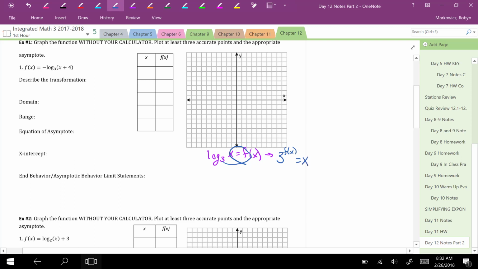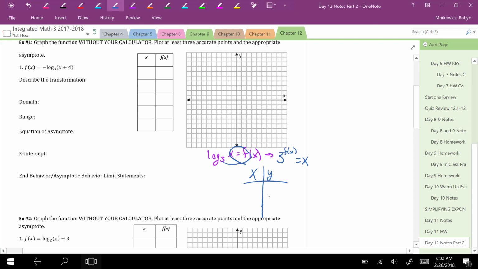How many points am I telling you that you are required to graph? 3. So I'm going to come here and say, here's my parent table. Am I going to plug numbers in for x or y? Y, because y is our exponent. So give me a number you'd like to have as your exponent.